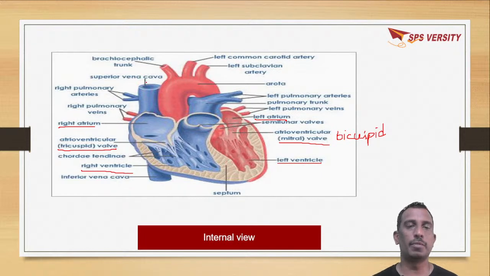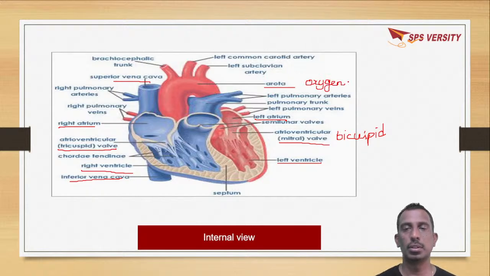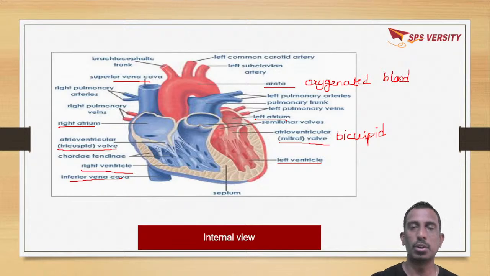The right atrium receives blood from the vena cava, that is the superior vena cava, which collects blood from the upper part, and the inferior vena cava, which collects blood from the lower part. The right ventricle opens into the pulmonary aorta, through which the blood reaches the lungs through pulmonary arteries. From the left ventricle it goes to the aorta, the biggest blood vessel, through which oxygenated blood is supplied to various body parts.